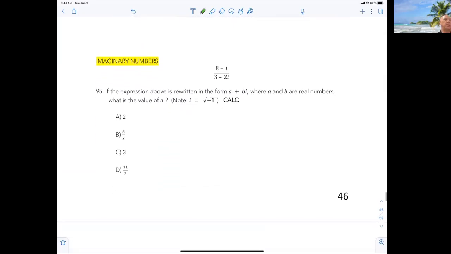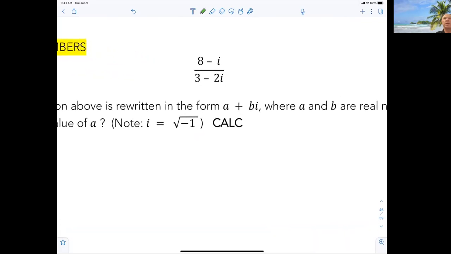Let's look at some imaginary numbers now. Some people didn't know this: imaginary numbers are on your calculator. So I want everybody to practice typing it on the calculator. Type in parentheses around the 8 minus i. If you don't know, the imaginary number is second, decimal point. So I'd like everybody to type in 8 minus i, divided by parentheses 3 minus 2i, and then hit enter.